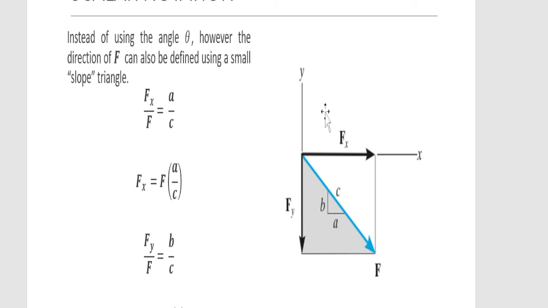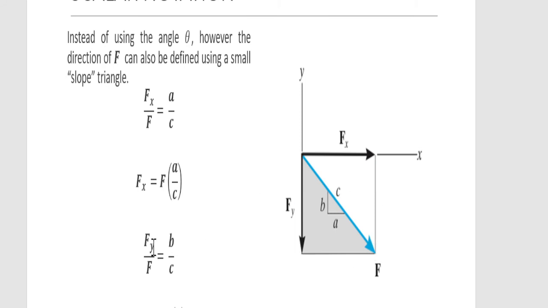So instead of using the angle theta, the direction of F can also be defined by using the small slope triangle. So that's another way. The ratio of Fx divided by F should be equal to the ratio of A divided by C. We are just using the slope. So cross multiply, you will get Fx, that will be F A by C.